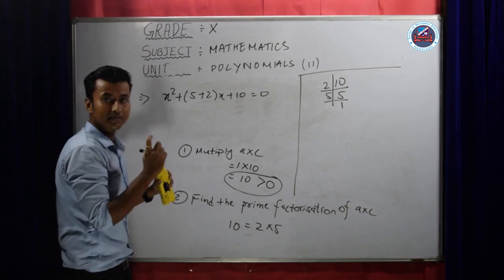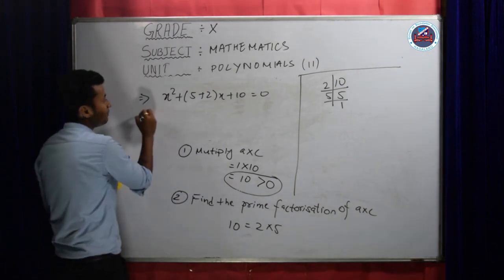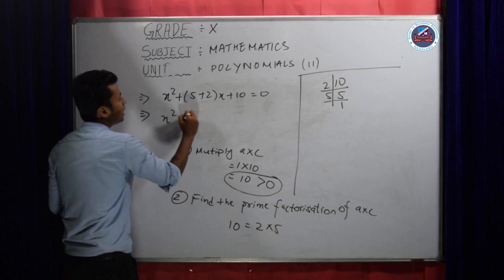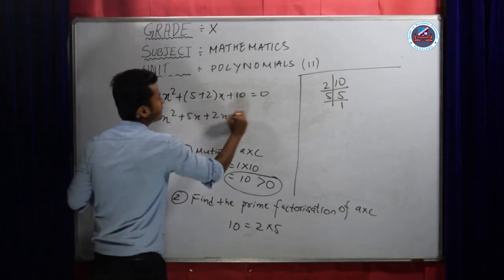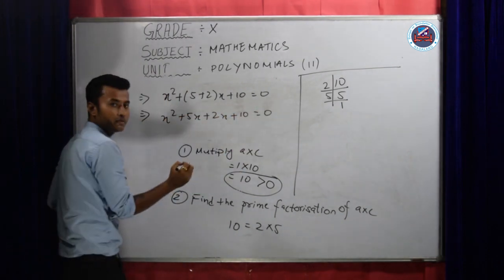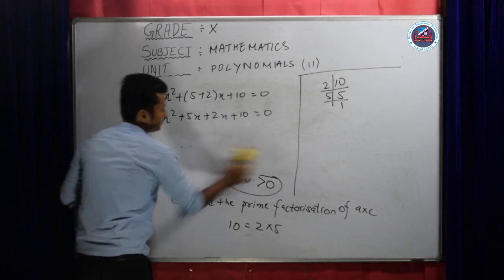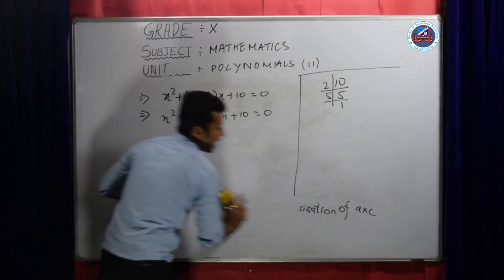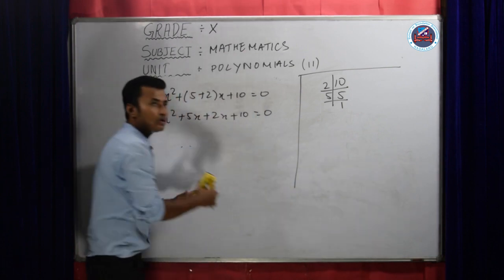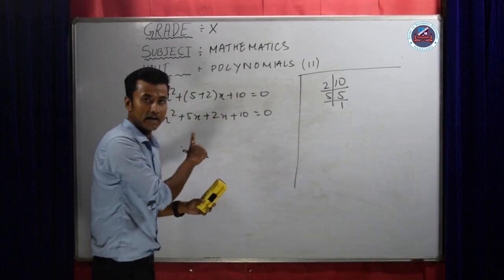Is it okay guys? Done? Next step, x square plus 5x plus 2x plus 10 equals to 0. Done? I am not repeating it again and again because you can rewind the video and check it, okay guys?